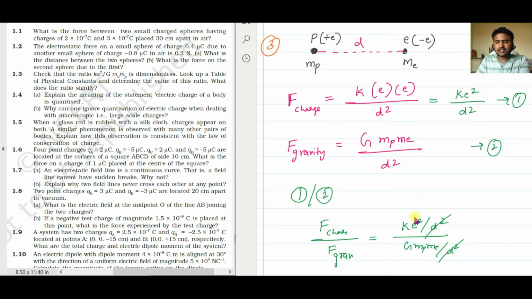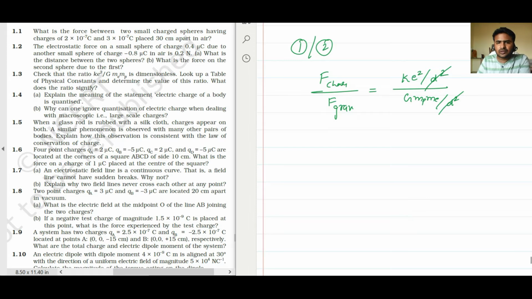So d square will get cancelled. Now don't you see, in the LHS the ratio is between the force, so that means the units will get cancelled. So LHS has no unit, so therefore the RHS, ke square divided by the remaining thing, d square anyway gets cancelled.